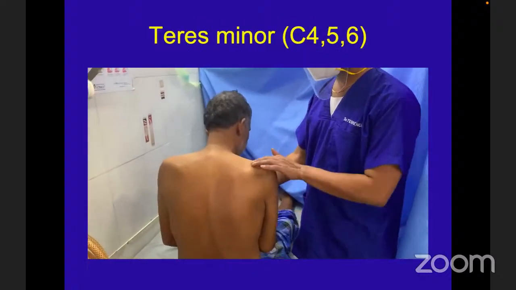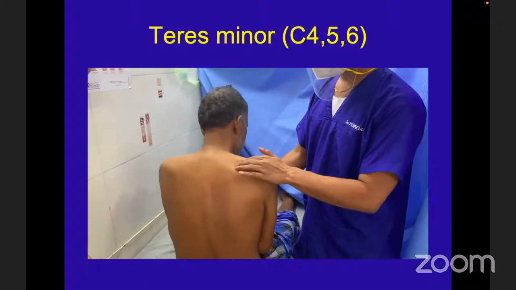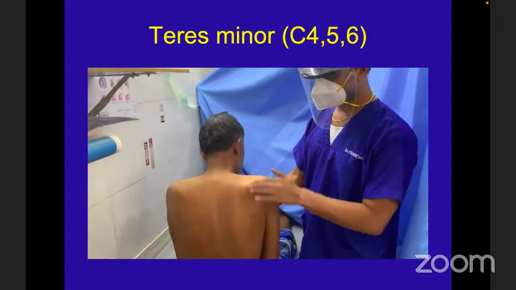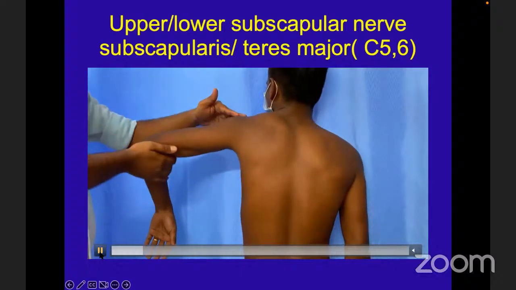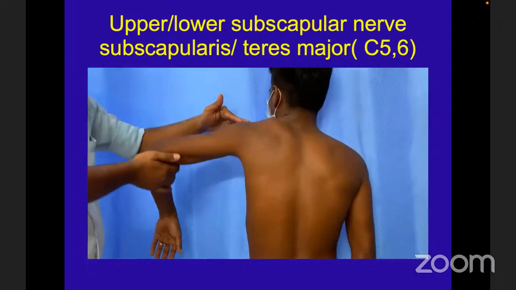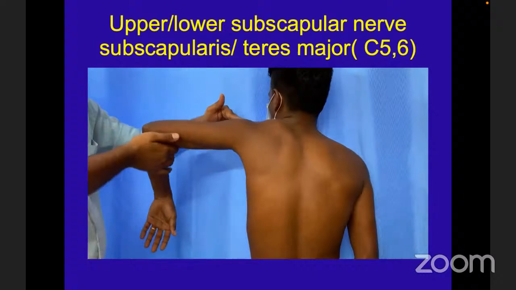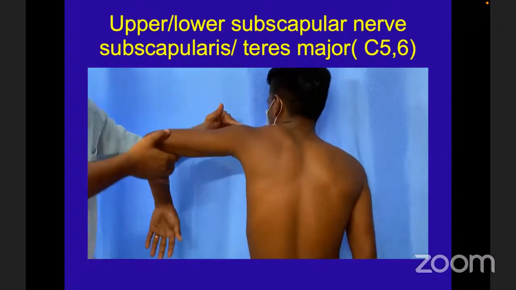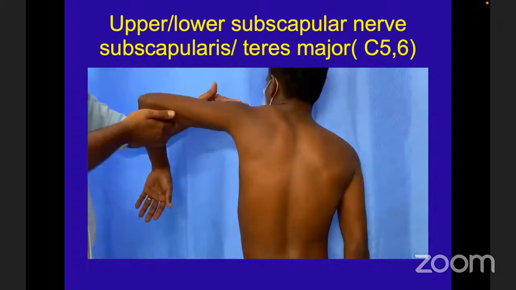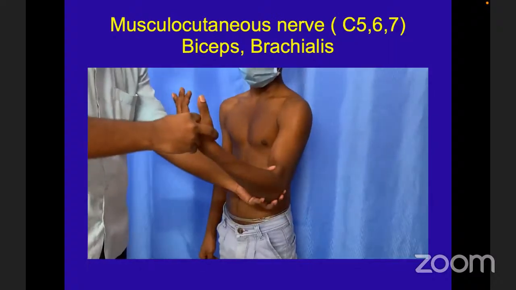It is easy to differentiate teres minor because it does the role of external rotation in the shoulder. It is difficult to differentiate the upper and the lower subscapular nerve, but there is one simple test where you ask the patient to stabilize with the arm abducted and internally rotated. Stabilize the shoulder and ask them to abduct. This is one way of checking the upper and the lower subscapular. Most of the patients may not do it.